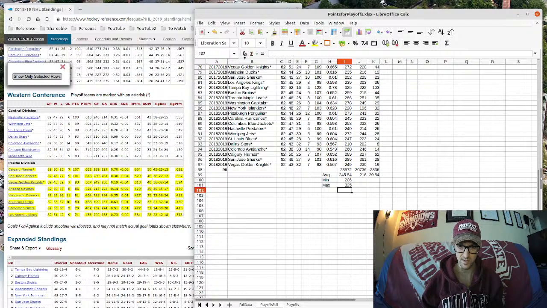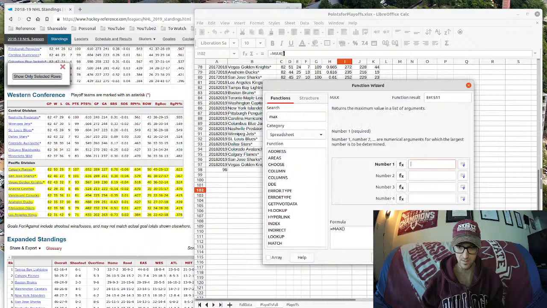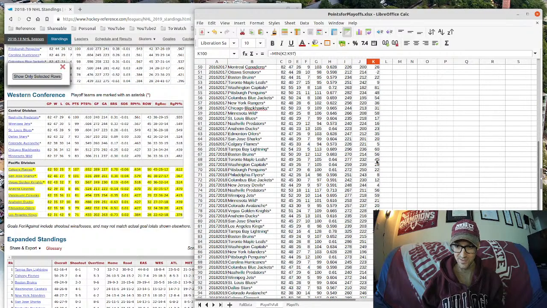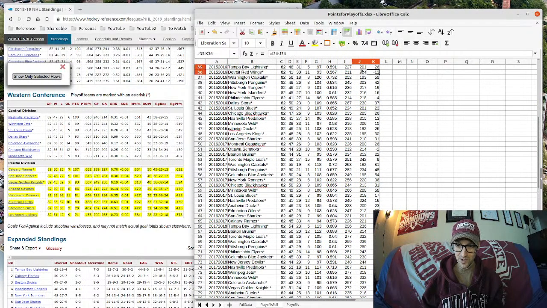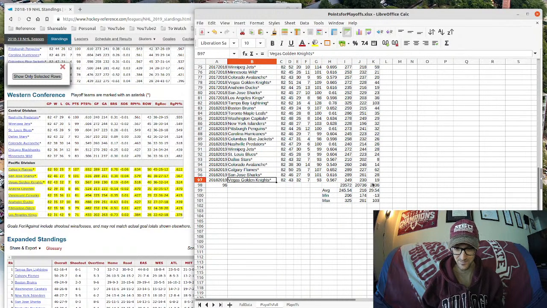I think that's the right thing for max. Yeah. So I can do that. A negative 13 differential, and they made the playoffs. That's wild. Look at that. Detroit Red Wings in 2015-16. That's neat. Cool. So that is the full.